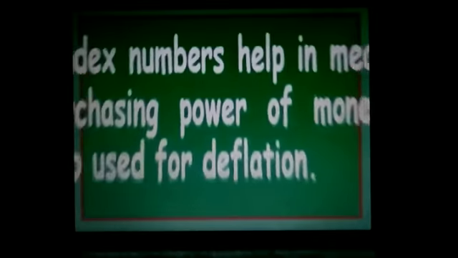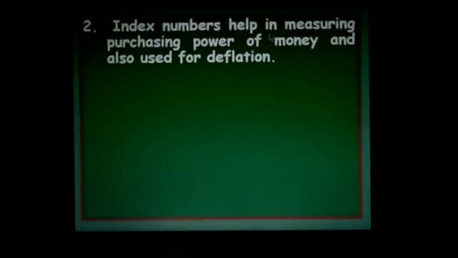Next, index numbers help in measuring the purchasing power of money and are also used for deflation. What do you mean by purchasing power of money? Per 1 rupee, what you can purchase, that is the purchasing power of money.